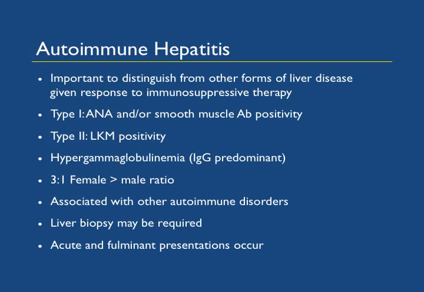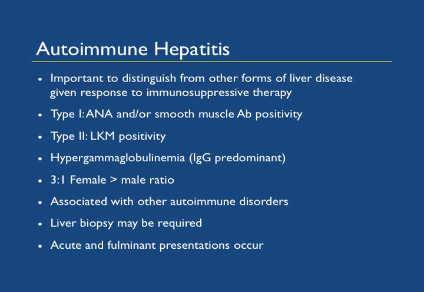Autoimmune hepatitis would be evaluated with the anti-nuclear and anti-smooth muscle antibodies. It's particularly important to distinguish autoimmune hepatitis from other forms of liver disease given the response to immunosuppressive therapy. As a review, type 1 autoimmune hepatitis, the most common type seen in the United States, is defined by a positive ANA and/or smooth muscle antibody. 25% of patients with type 1 autoimmune hepatitis will be ANA negative but smooth muscle antibody positive.